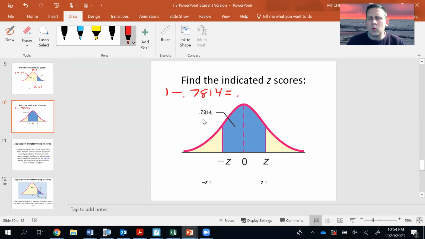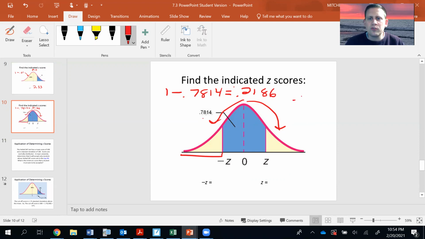Is that like 0.2186? I think I did my math right. Yeah. Okay, so this is the area of both tails put together. But I don't want both tails. What I'm really looking for, if I can find this number, these two numbers are going to be the same, just one's positive, one's negative. Okay, that's really what I'm looking for.